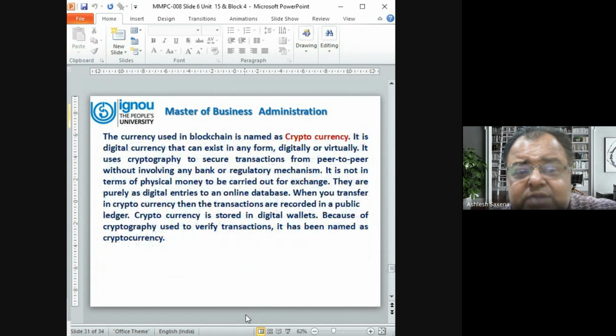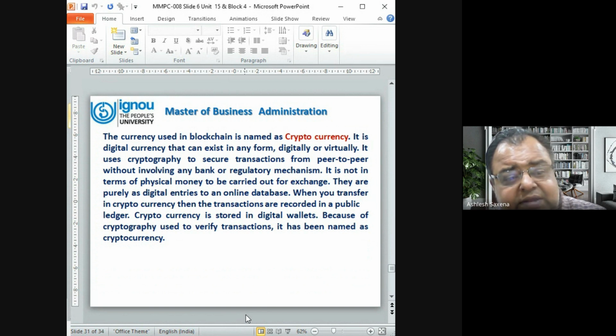The currency used in blockchain is named cryptocurrency. It is digital currency that can exist in any form, digitally or virtually. It uses cryptography to secure transactions from peer to peer without involving any bank or regulatory mechanism. It is not physical money to be carried for exchange. They are purely digital entities in an online database.